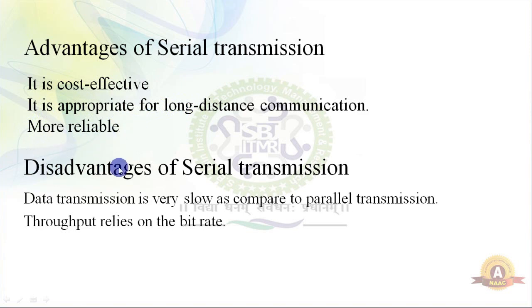Now some of the disadvantages of serial transmission. The data transmission is slow as compared to parallel transmission. The data transferred here is slow because one bit is transferred at a time, and the throughput depends on the bit rate. Whatever the data you send, the sending rate depends on the serial transmission. The throughput may vary a little, higher or lower, but it is the best. That is the serial transmission which we are using.